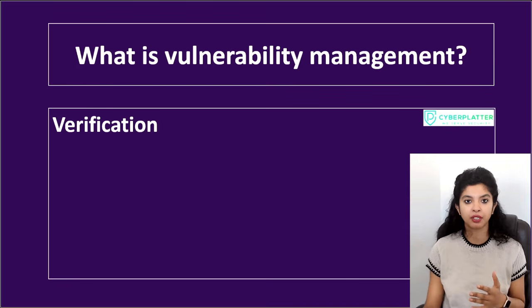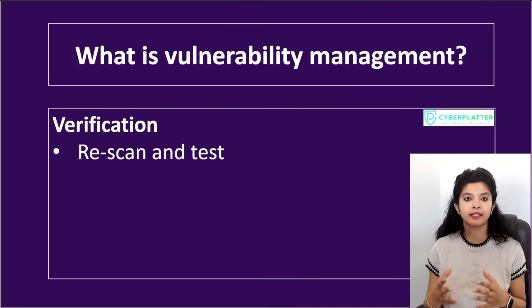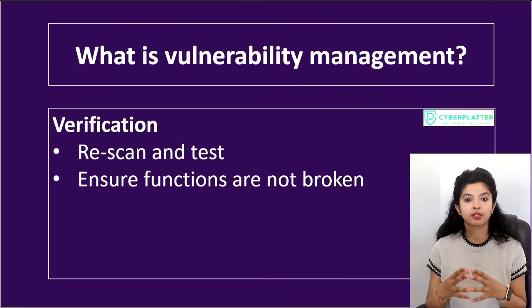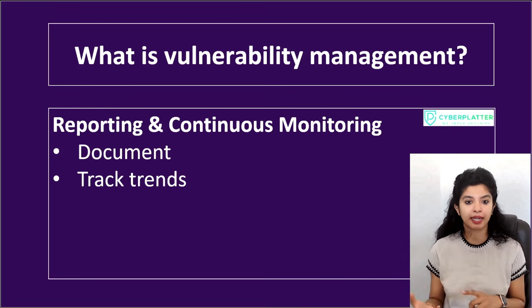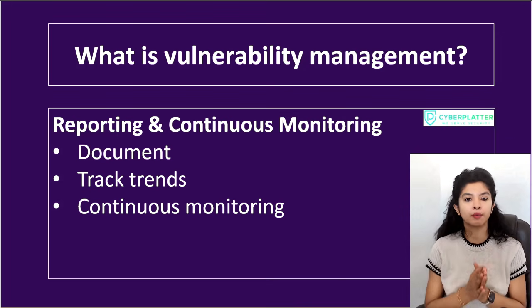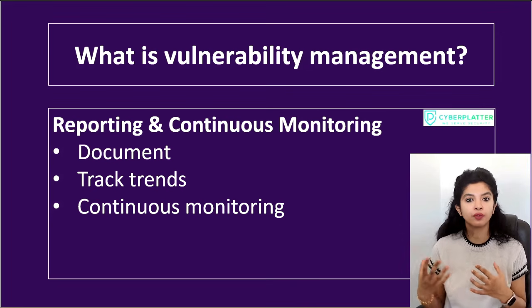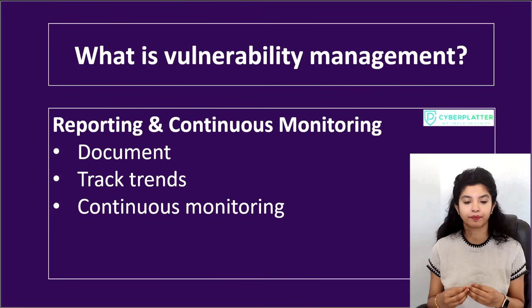Next part is verification. That is, you rescan and test systems to confirm that vulnerabilities have been addressed. Ensure that patches or fixes did not break other functions, like you perform regression testing. Next is reporting and continuous monitoring. So you document vulnerabilities, actions taken, and residual risks. And then you track trends over time to improve future response. And you continuously monitor for new threats since new vulnerabilities emerge every day. So these are the basic steps in a vulnerability management system.